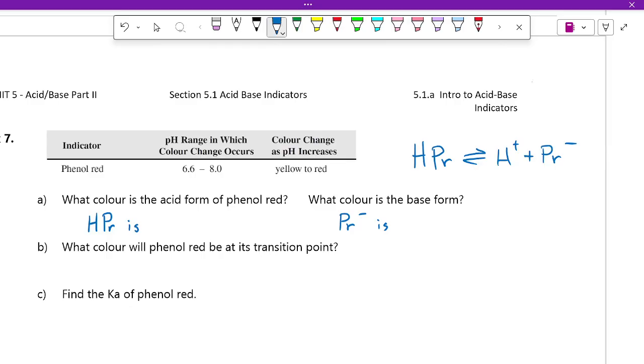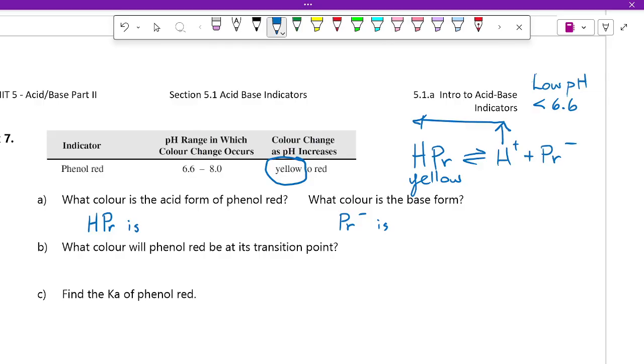So if we had a low pH, which is like below pH less than 6.6, that means our hydrogen ion concentration is high, which shifts this to the left. And when we are less than 6.6, remember we are yellow. So that means that this is yellow.